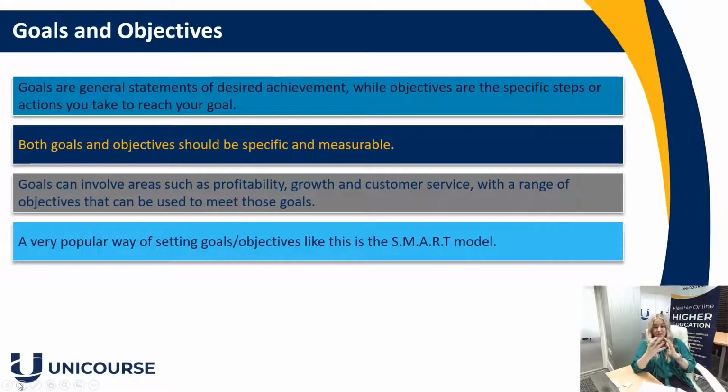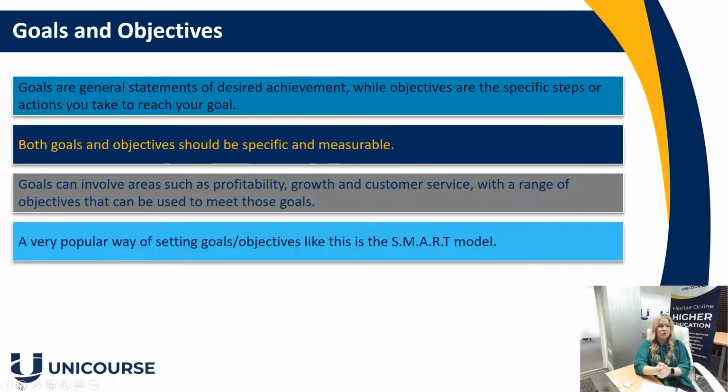Now, this vision will then, maybe every 3 years, the senior management will get together and they will decide upon organisational goals. Now, there may be long term goals, there may be short term goals, and they could be in relation to profitability, growth, customer service, depending on industry. They can be quite general statements of desired outcomes, basically. And then from the goals will be more specific objectives.